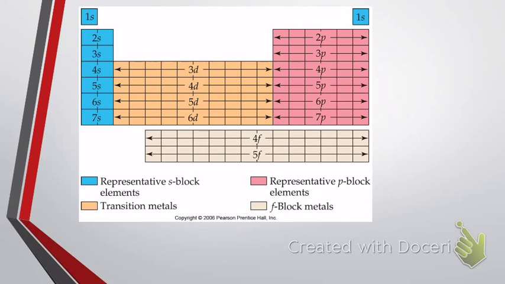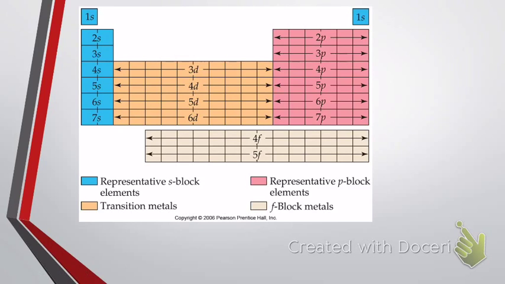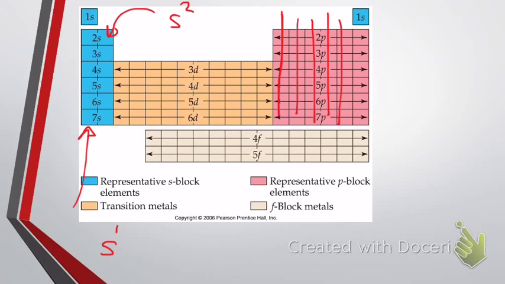So let's blow this up. Anything in order here, that first column, its electron configuration is going to end with an s1. Anything in this column, its electron configuration is going to end in s2. This one would be p1, p2, p3, p4, p5, and p6. The one exception is helium, which is 1s2 because it only has 2 electrons.